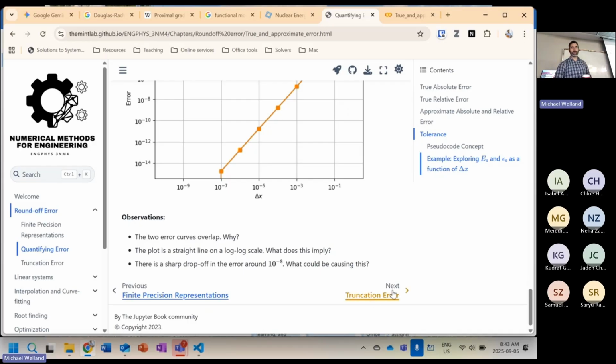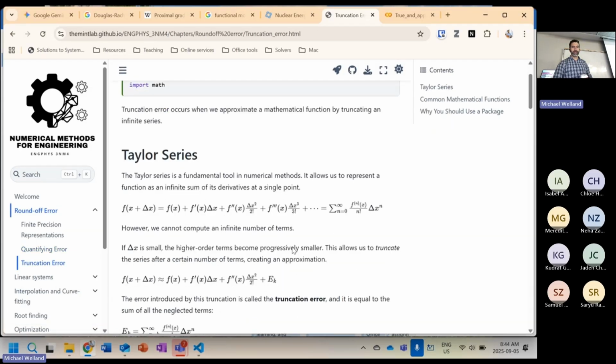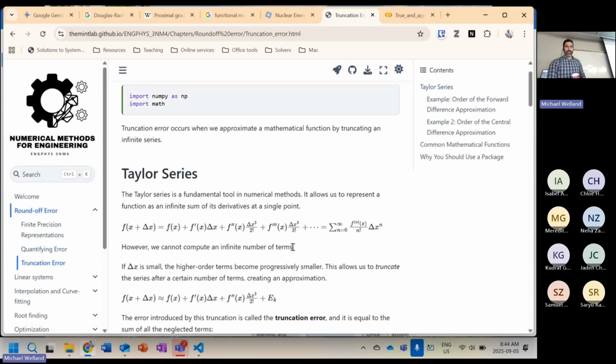Any questions on quantifying errors? Okay. Truncation error. Remember how I said this course is basically linear algebra and Taylor expansions? We're into Taylor expansions. All right.